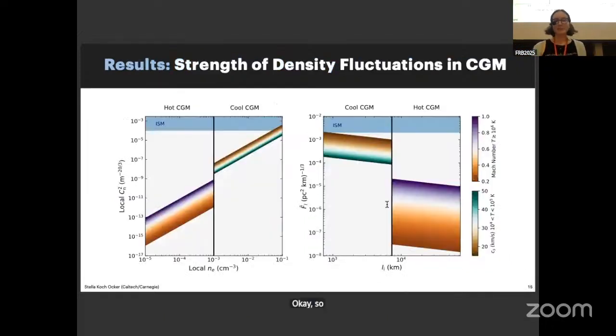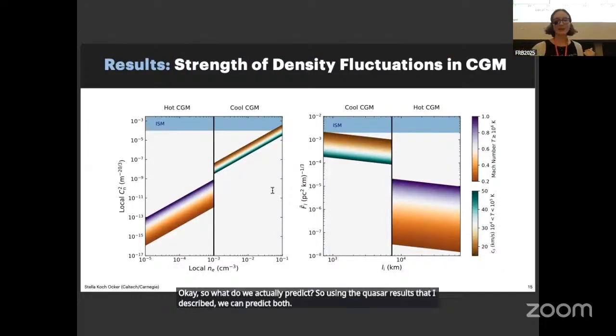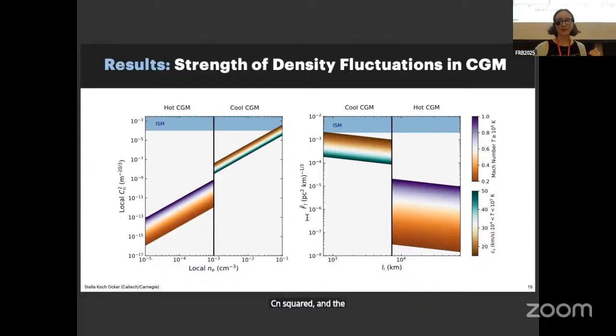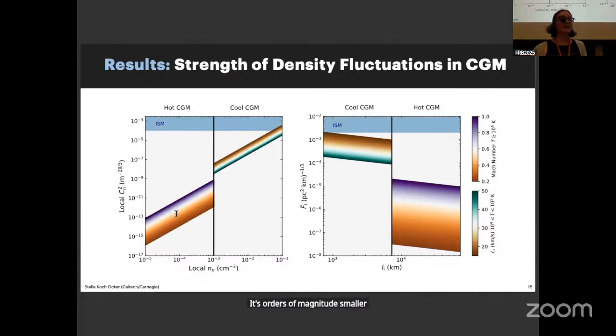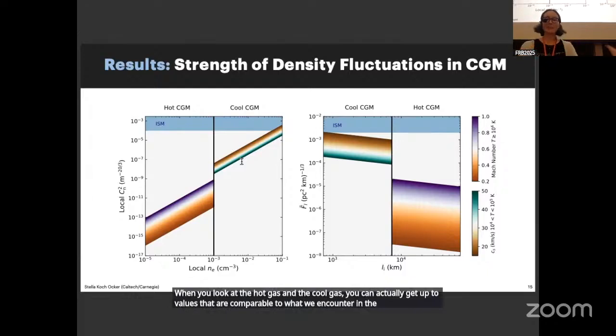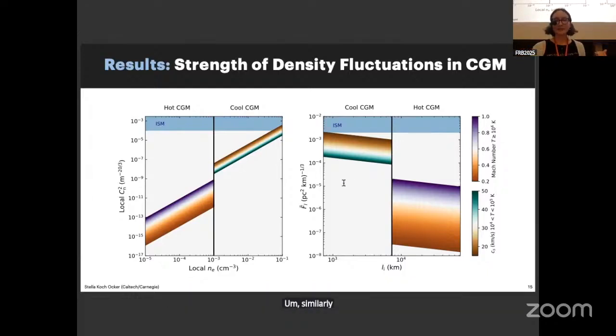Okay, so what do we actually predict? Using the quasar results that I described, we can predict both Cn squared and the fluctuation parameter for both hot and cool gas in the CGM. And you can see here on the left that the Cn squared values we infer, this is again the amplitude of the density fluctuation spectrum, are orders of magnitude smaller than values we typically infer in the ISM from pulsars. When you look at the hot gas and the cool gas, you can actually get up to values that are comparable to what we encounter in the ISM. Similarly, on the right, you can see that the fluctuation parameter behaves in a similar way.